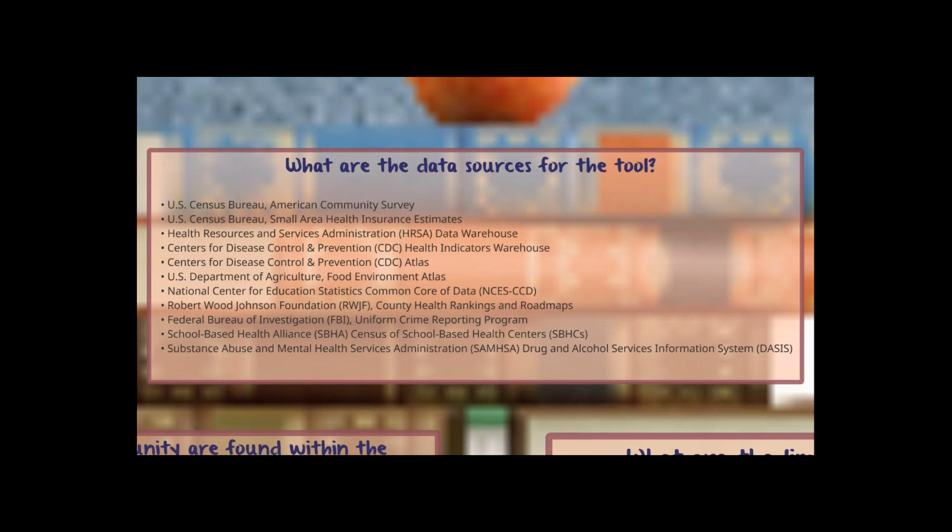These data come from a number of different national data sources. We've pulled in data from the census, from HRSA, the Centers for Disease Control and Prevention, Indicators Warehouse, and Atlas, as well as the Robert Wood Johnson Foundation's County Health Rankings and Roadmaps tool. And what we're very excited about is the most recent census of school-based health centers. So the mapping tool will be loaded with the 2013-14 census data that we collect every 3 years.